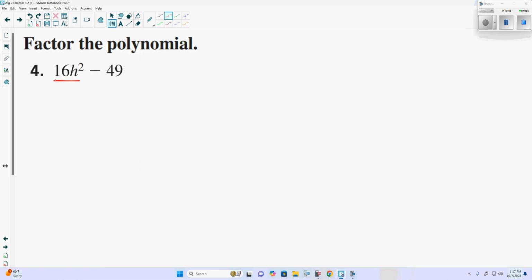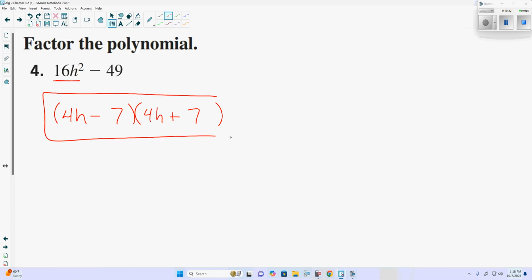So looking at this one here, 16h squared. What times itself is 16h squared? We'd have 4h. So that's 4h and 4h. We'd have minus and plus. I decided to flip them this time, but again, it doesn't matter which one's plus, which one's minus. One of them does need to be minus, one of them does need to be plus. 49 would be 7 and 7. 4h plus 7 and 4h minus 7. And that's it. If we're solving for this here, we'd set both of them equal to 0 and then solve.